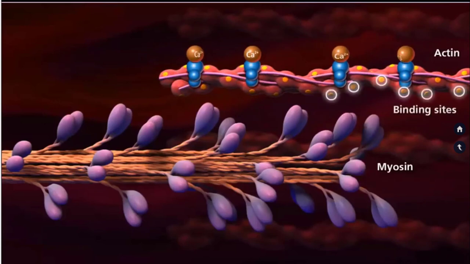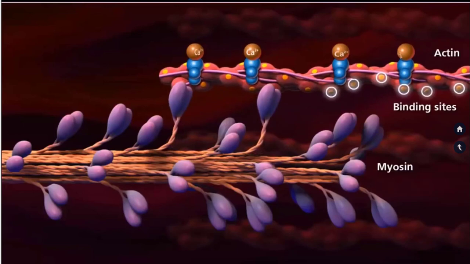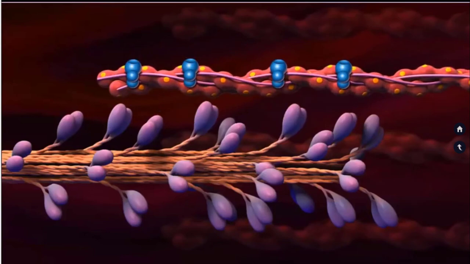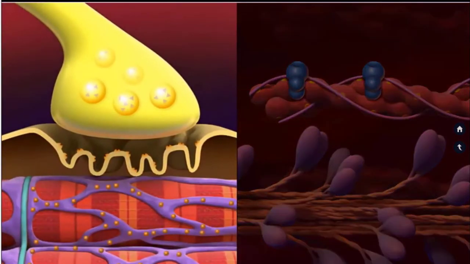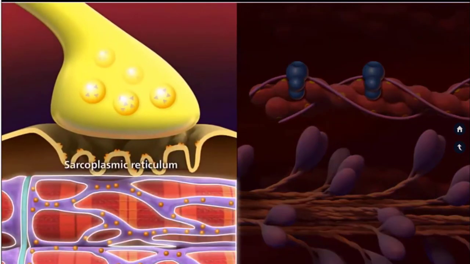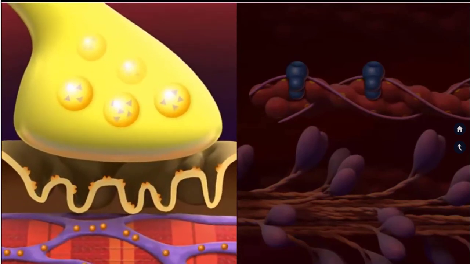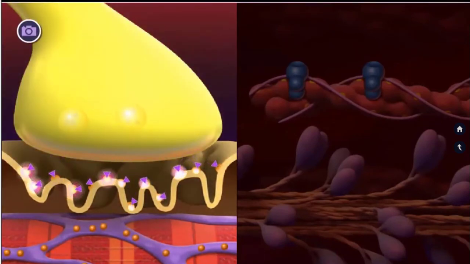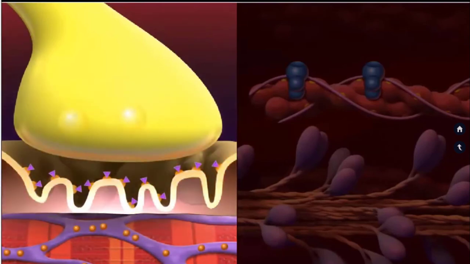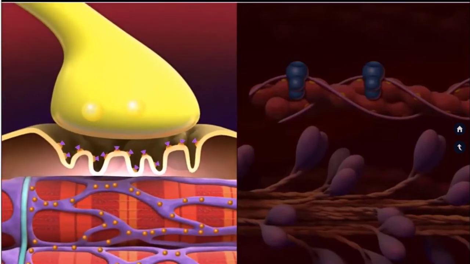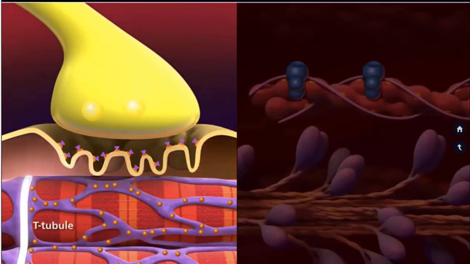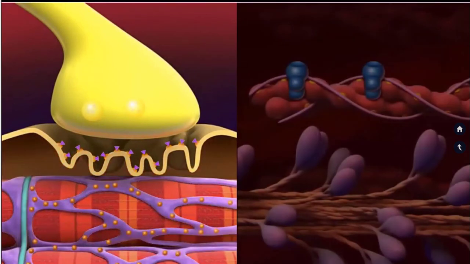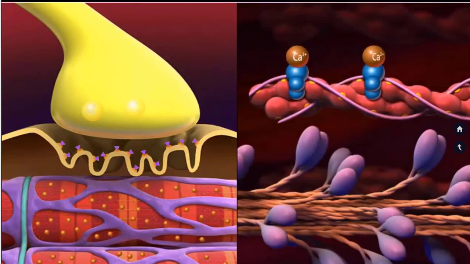This allows myosin to attach to a binding site on actin, forming a cross bridge. Calcium ions are stored in the sarcoplasmic reticulum and are released in response to signals from the nervous system to contract. Neurotransmitter molecules are released from a neuron and bind to receptors, which depolarizes the membrane of the muscle fiber. The electrical impulse travels down the T tubules and opens calcium stores. Calcium ions flow to the myofibrils, where they trigger a muscle contraction.